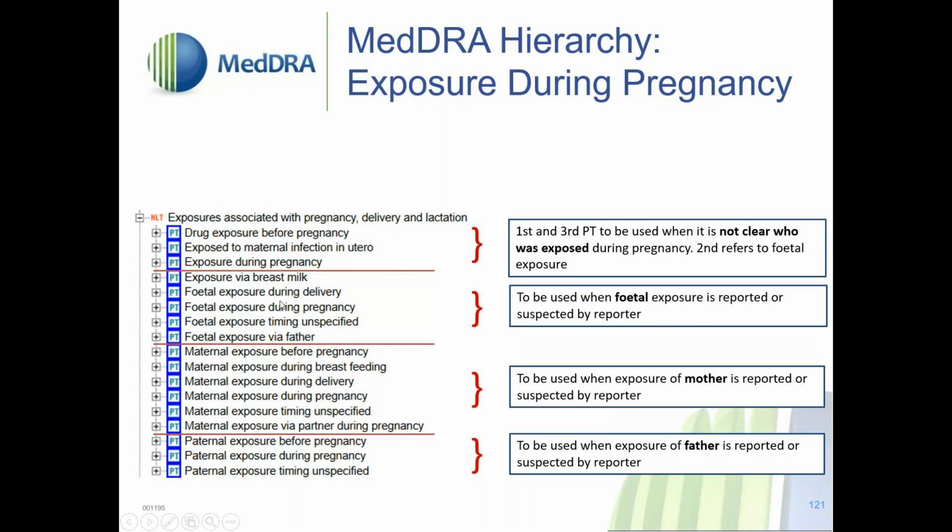The next 5 PTs, exposure via breast milk, fetal exposure during delivery, fetal exposure during pregnancy, fetal exposure timing unspecified, fetal exposure via father, can be selected if the report makes clear that the fetus was exposed or when it is suspected that it was exposed. The subsequent 6 PTs refer to maternal exposure, either before pregnancy, during breastfeeding, during delivery, during pregnancy, timing unspecified, or via partner during pregnancy. These PTs are applied when the drug or product exposure affects the mother. And finally, the last 3 PTs, namely paternal exposure before pregnancy, during pregnancy, and timing unspecified, are to be selected when the father is affected by the exposure.